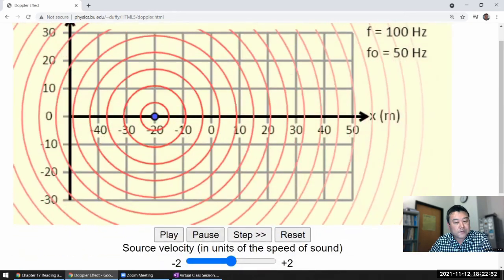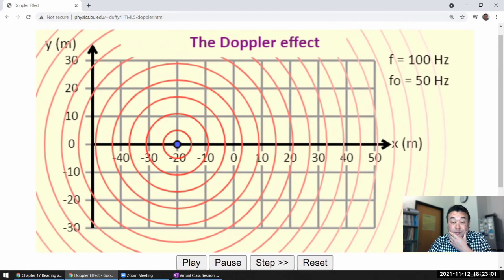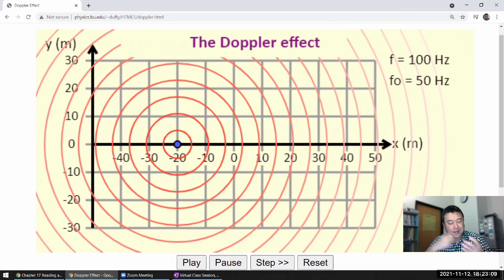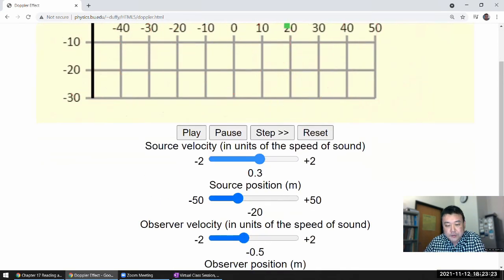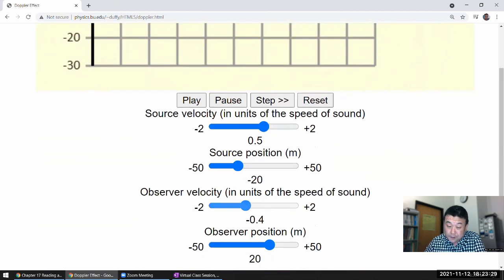Now, I haven't tried it in this simulation before, so I don't know quite what it'll give me. What I hope those who are curious will try is: what happens if both the source and the observer are moving? If they are moving towards each other, then I think you can imagine the Doppler effect will be larger than when only one of them was moving. But what if they are both moving in the same direction? Let's give that a try. Let me have the source moving to the right at half the speed of sound, and let me move the observer also to the right at half the speed of sound.